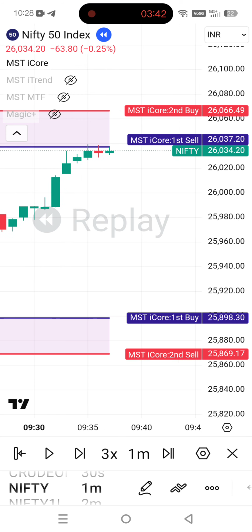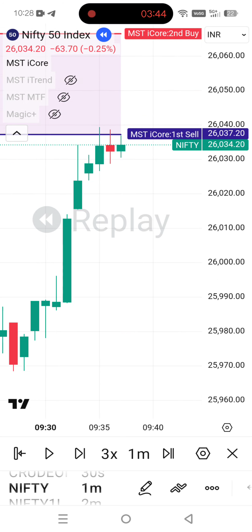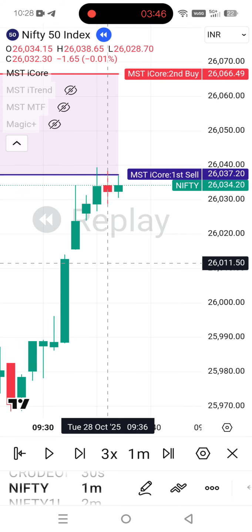Okay, now no candle has closed below the entry. See, this candle has closed below our zone, but preferably the body should be bigger towards the downside. So that is preferable, or the maximum of the body should be closed below the sell zone.